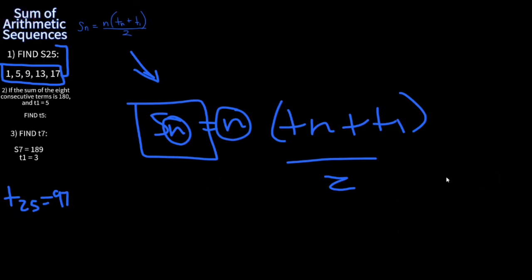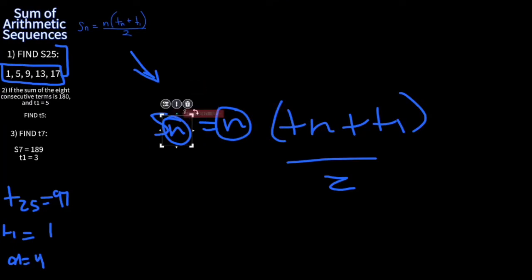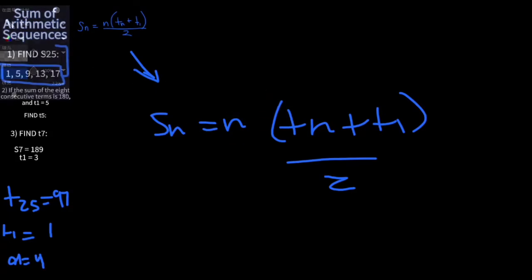So you always have to write down what you have. So like they've given you T1 equals 1, they're giving you D equals 4. And we want to find the sum now, since we know all of the things for this formula. We know n, which is 25. This is also 25 here. So remember, we can substitute n for 25, so the sum of 25 equals 25 times the 25th term, and we've identified that the 25th term is 97. So we can input that, 97 plus T1, which is 1, so it's 98.